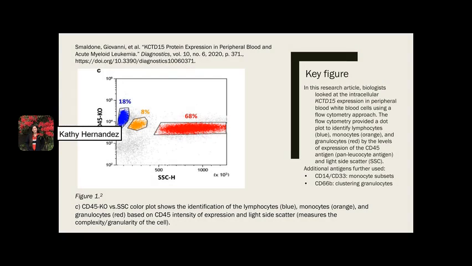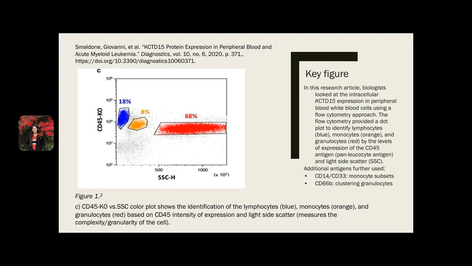This figure comes from an article titled KCTD15 Protein Expression in Peripheral Blood and Acute Myeloid Leukemia. In this research article, the researchers are looking at leukocytes, which are major cellular components in inflammatory and immune response. Leukocytes are white blood cells that derive from hematopoietic stem cells in bone marrow. These mature white blood cells include lymphocytes, monocytes, and granulocytes.